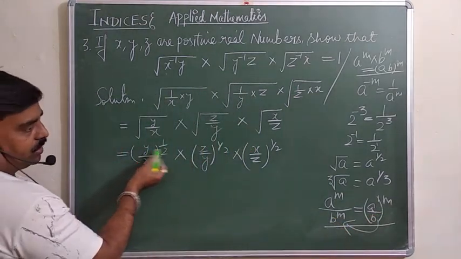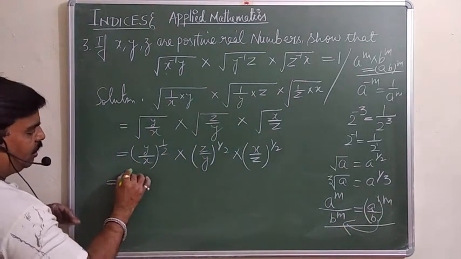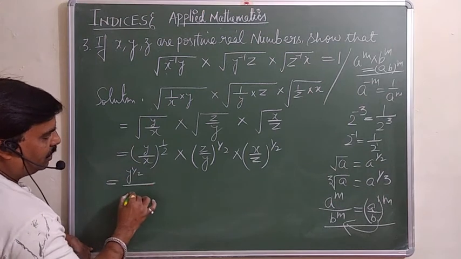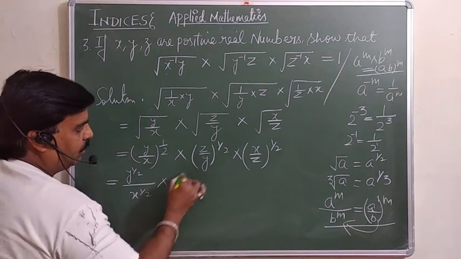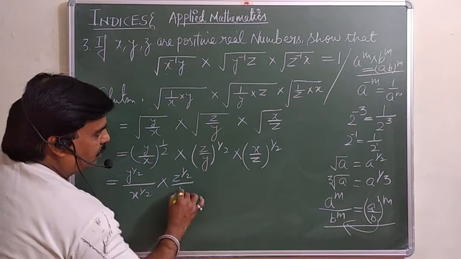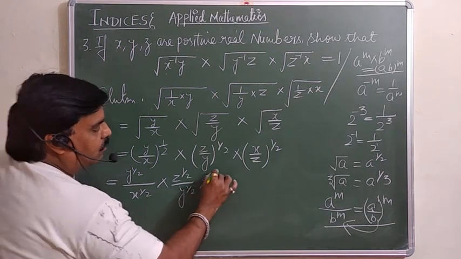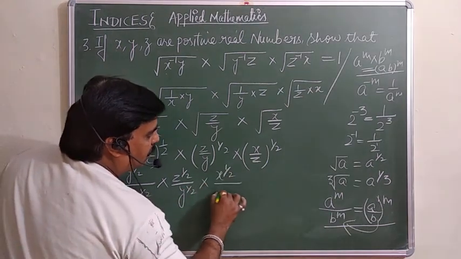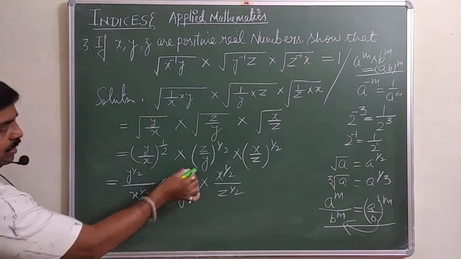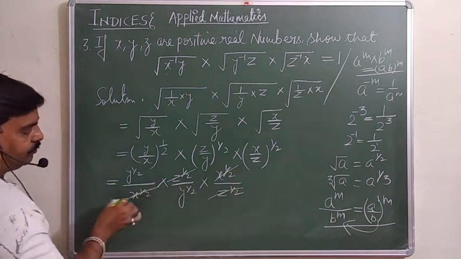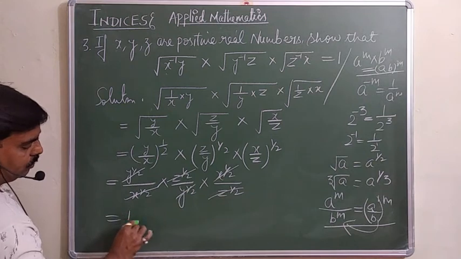So look at here now, same thing we will apply. So this can be written as y raised to power 1 over 2 over x raised to power 1 over 2 into z raised to power 1 over 2 over y raised to power 1 over 2 into x raised to power 1 over 2 over z raised to power 1 over 2. Now you can cancel. That is equal to 1.